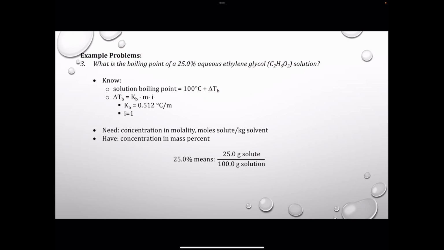Now, in those two examples, the concentration we were provided with was in a molality. Again, if we're in a laboratory and we're using pre-made solutions, they're generally not going to be labeled in molality. And we need to know what that concentration is in molality. Most commonly, we're going to see containers labeled with either molarities or percentages. And we've got to be able to take that concentration and convert it. So looking at example 3 here, we're asked for the boiling point of a 25% aqueous ethylene glycol solution.